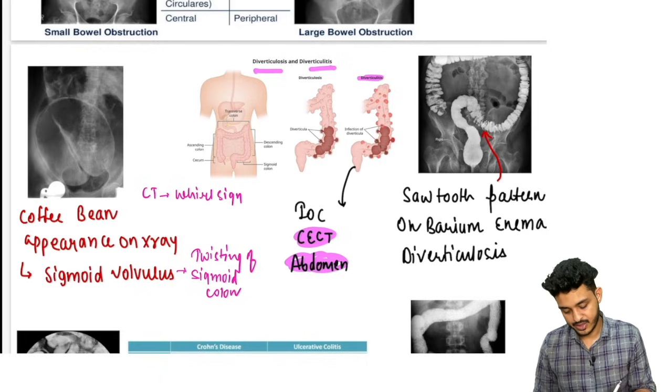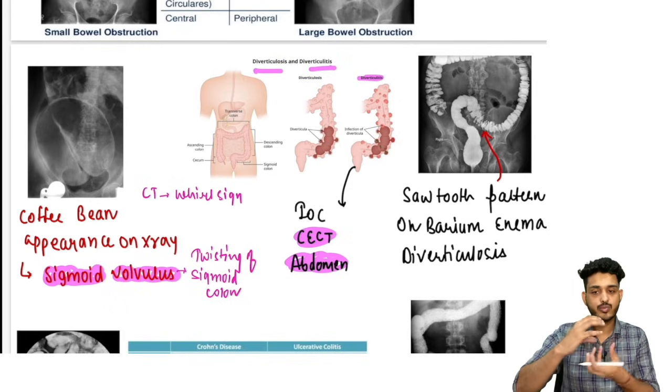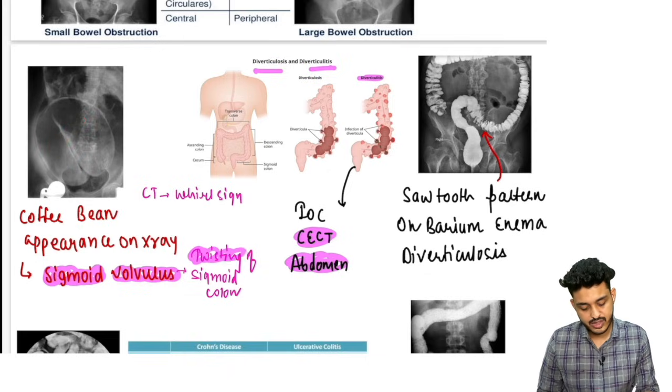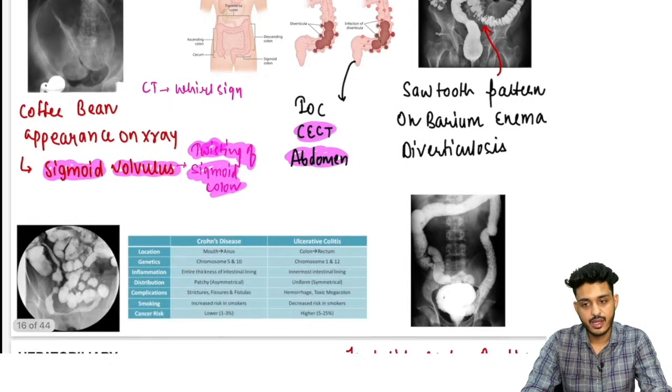Sigmoid volvulus, beta. This is suggestive of sigmoid volvulus, where you will have twisting of the sigmoid colon, which is going to give you the coffee bean appearance. Twisting of the sigmoid colon is going to give you coffee bean appearance on X-ray, right?